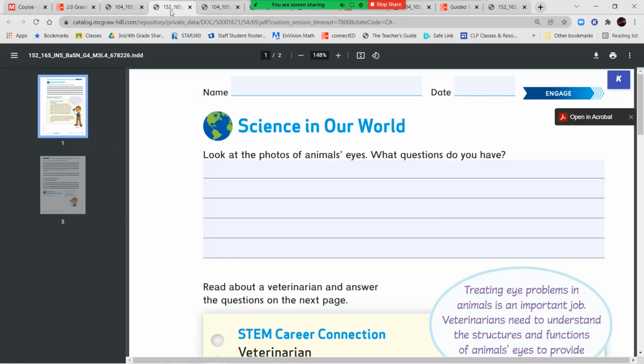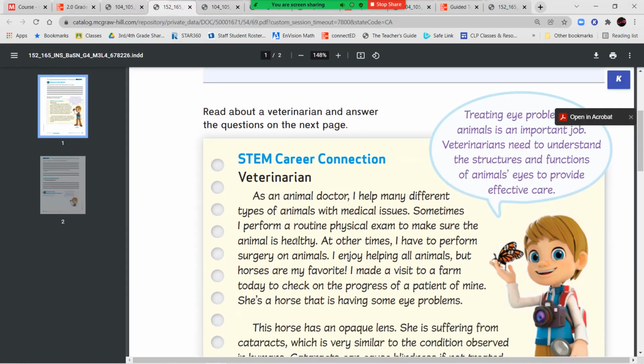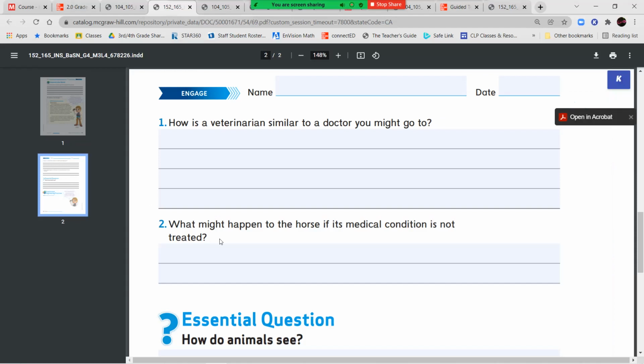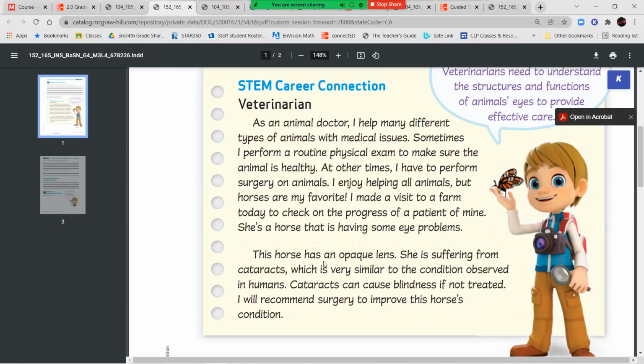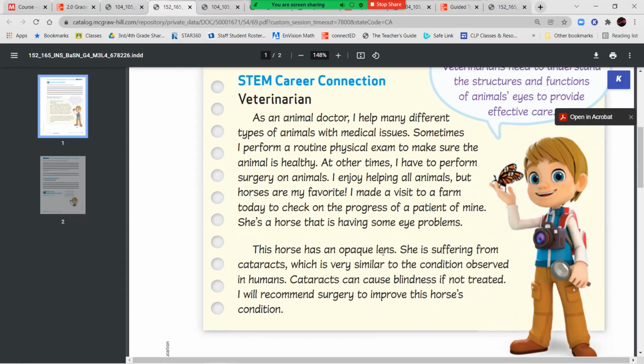Once you've completed writing down your questions, you're going to read about the STEM career connection. We're going to read about a veterinarian. A veterinarian is an animal doctor. And then you're going to go on to the next page and answer your two questions. How is a veterinarian similar to a doctor that you might go to? And what might happen to the horse if its medical condition is not treated? So all of the answers to both of those questions can be found right here in these two paragraphs.